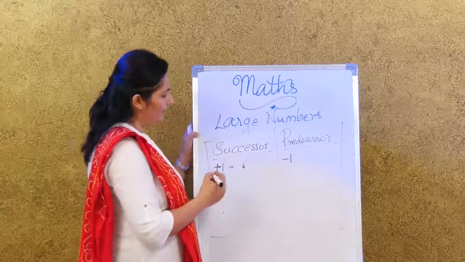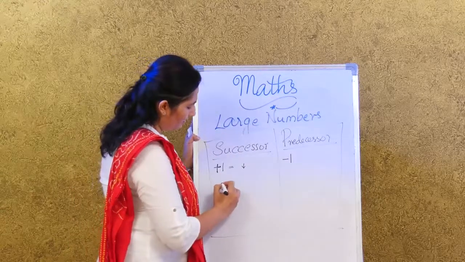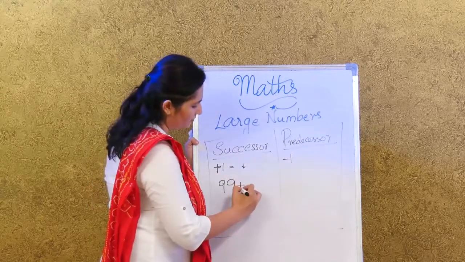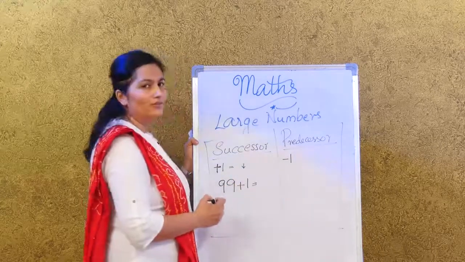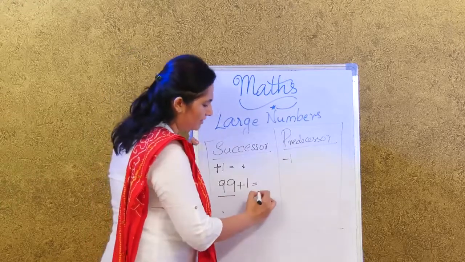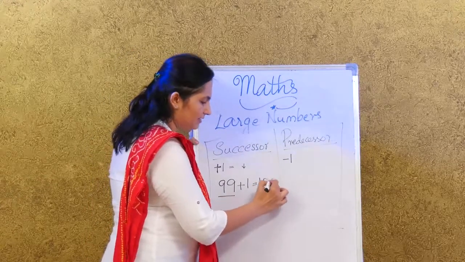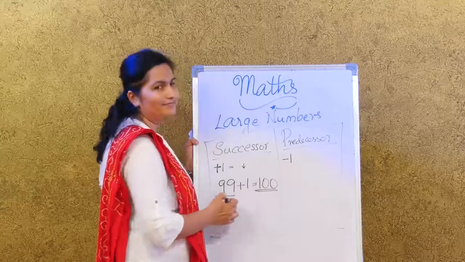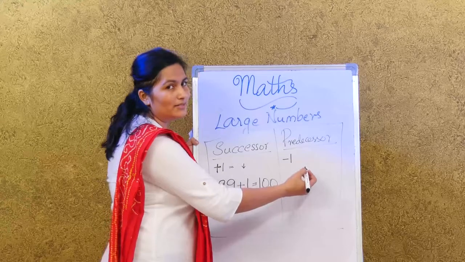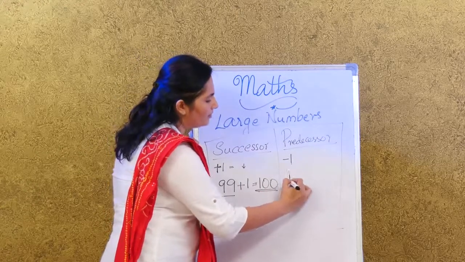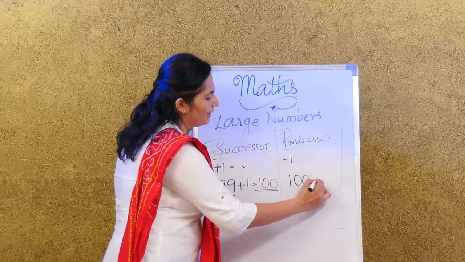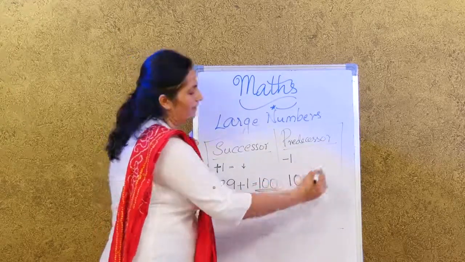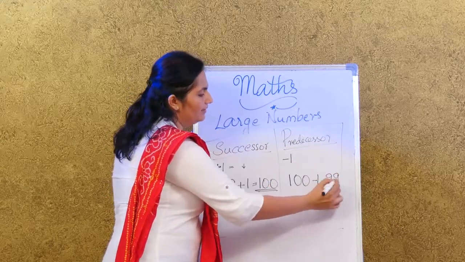For example, let us take a look at number 99 +1. The successor of number 99 is 100. Now, we will move on to predecessor. We will do 100 minus 1. So, the predecessor of 100 is 99.